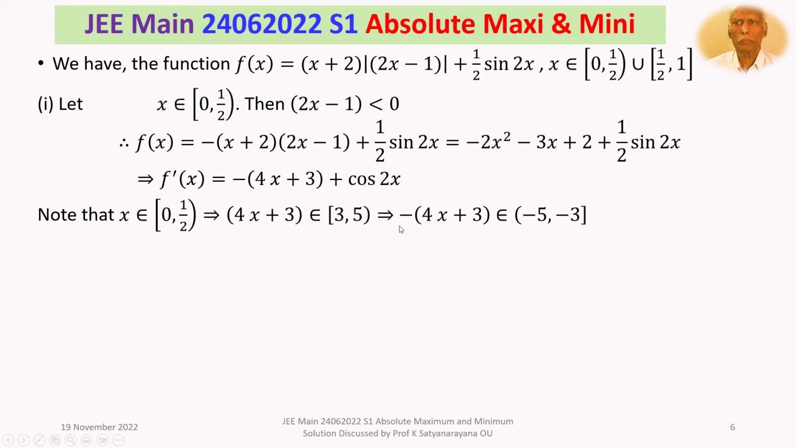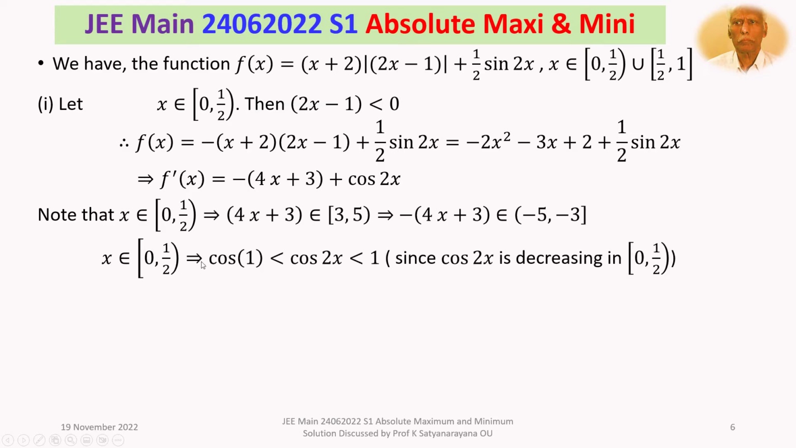And this will imply minus of 4x plus 3 will belong to, it will get reversed, minus 5 to minus 3, closed at the minus 3 end. And what about cos 2x in this interval? So x belongs to 0 to half, cos of 2 into 1 by 2, cos 1 less than cos 2x less than cos 0. Why? Cos 2x is decreasing in 0 to 1 by 2, and in fact it is decreasing in 0 to pi by 2. Therefore it is decreasing in 0 to 1 by 2. That is why it gets reversed.